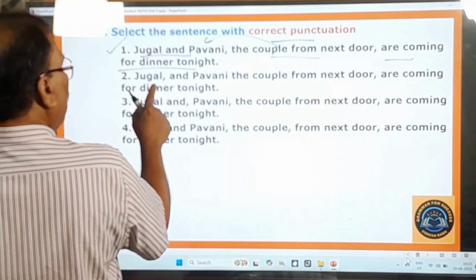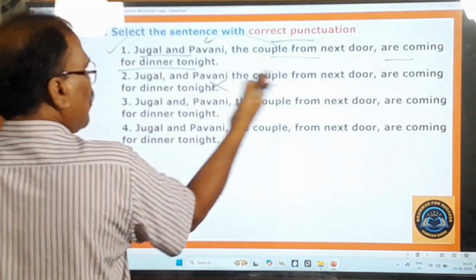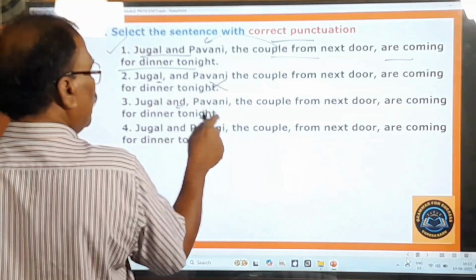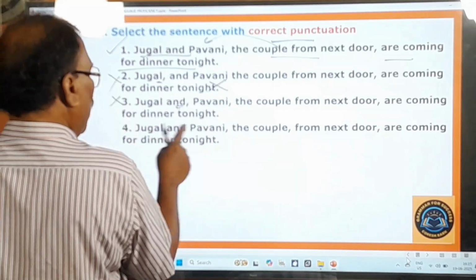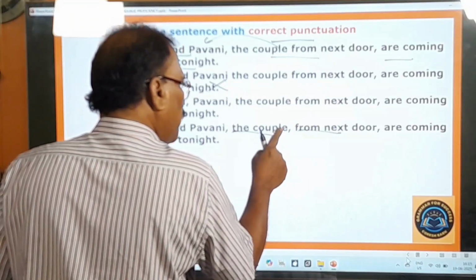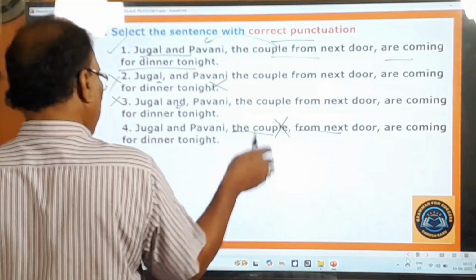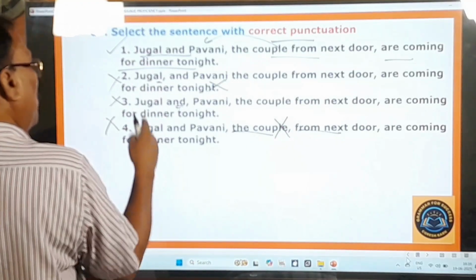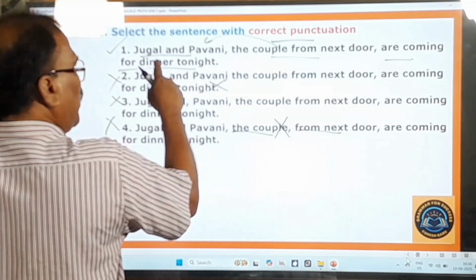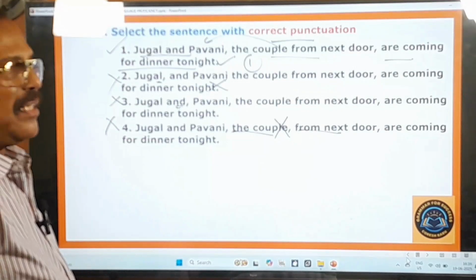So here see, Jugal, comma, and Pavani the couple next door. No, here commas are wrongly used. You see that after Jugal a comma is used here. Therefore, this is again wrong. Jugal and Pavani, the couple from next door. So here a comma is used and here is also a comma used. Here the comma should not have been used. And that's why this is also wrong. So in these four statements, the second, third and fourth are absolutely wrong, and only in the first statement are the punctuation marks used correctly, and therefore the first sentence is the right answer.